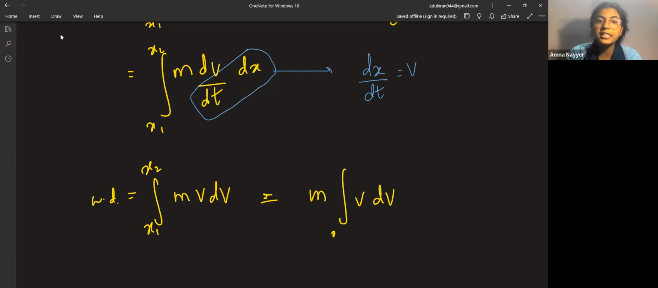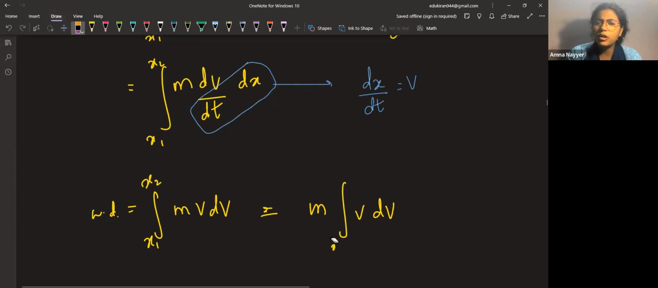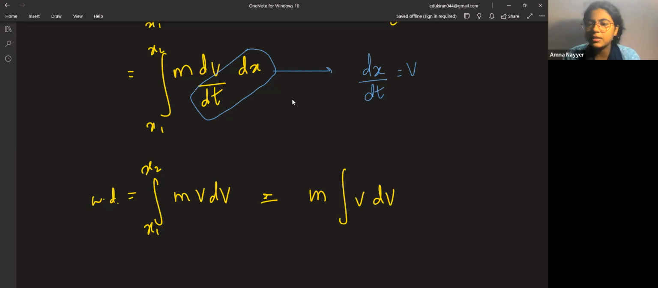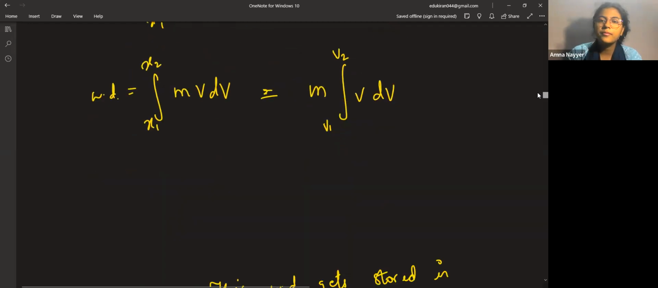Now once we have changed it into velocity, we cannot put the values of displacement. You'll also change the limits simultaneously. So as soon as you substitute this, the integration limits will automatically change to v1 to v2. Fine.